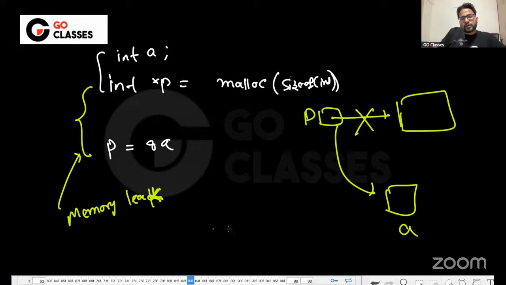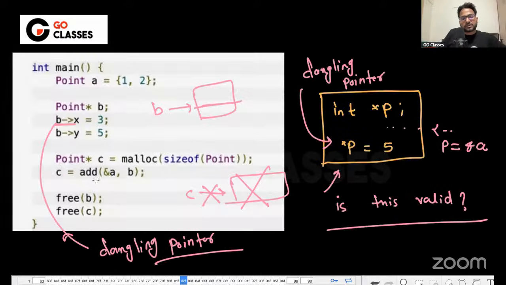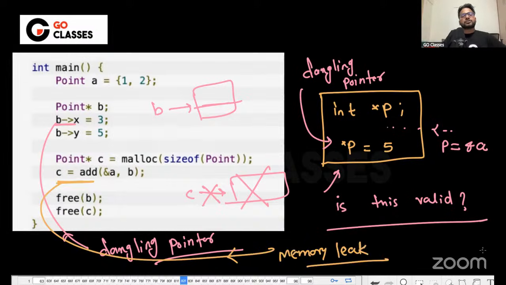Even if you write just p equal to malloc, let's suppose 4 bytes, and immediately you write p equal to malloc, let's suppose 8 bytes, then also this is a memory leak, because you are immediately losing whatever p was pointing to. From the main function itself, you can say it was a dangling pointer issue, and because you're losing the memory, that's why it is a memory leak issue also. Understood? So dangling pointer and memory leak, both are there.